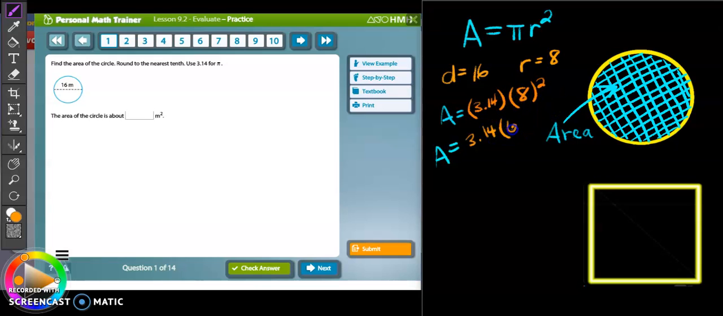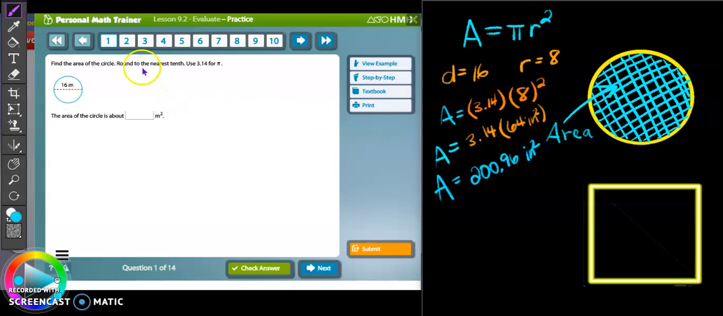times 8 squared, which is 64. What's happening here is this was 8 inches. Now we're taking 8 inches and we're going to square it. So really this is going to be inches squared now, because I've squared the measurement also. So 64 inches squared. Now we're going to do 3.14 times 64, which if you had a calculator, you will get 296. So A equals 296 square inches.